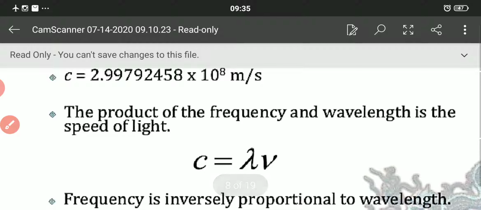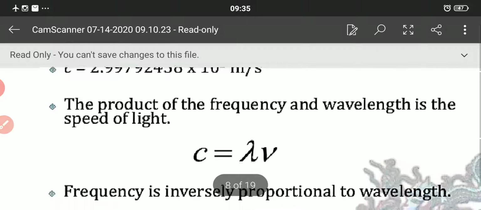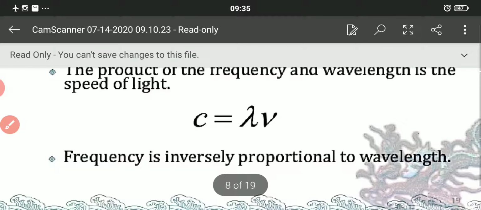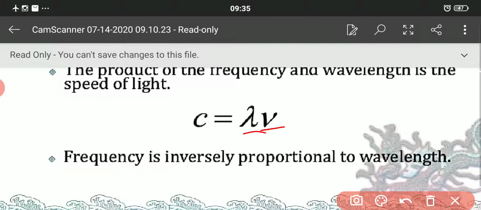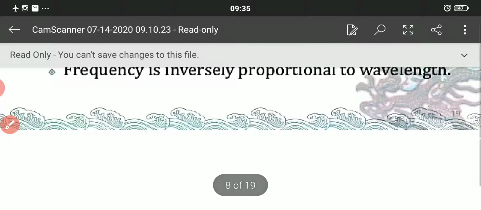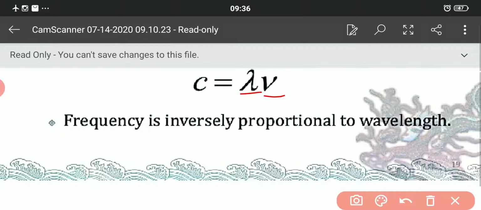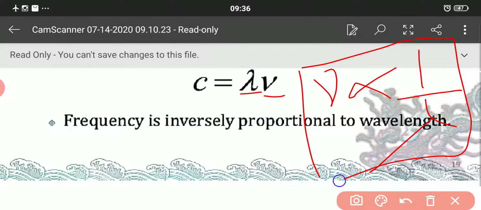The product of frequency and wavelength is the speed of light. c is equal to lambda times mu, and so mu is equal to c by lambda, as I discussed earlier. Frequency and wavelength are inversely proportional to each other. Remember this for MCQ: frequency mu is inversely proportional to lambda, that is, proportional to 1 upon lambda.